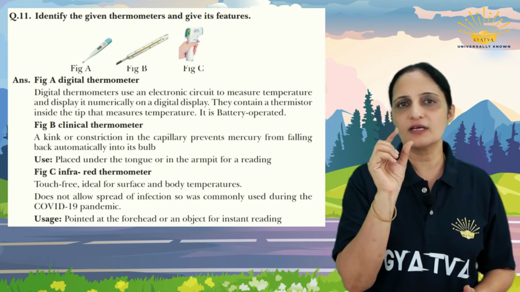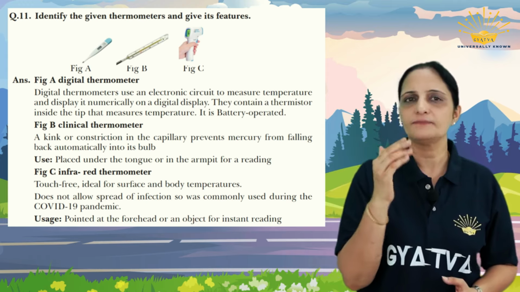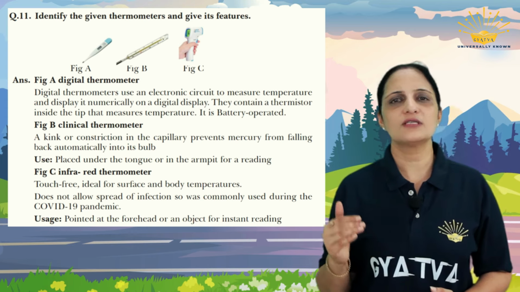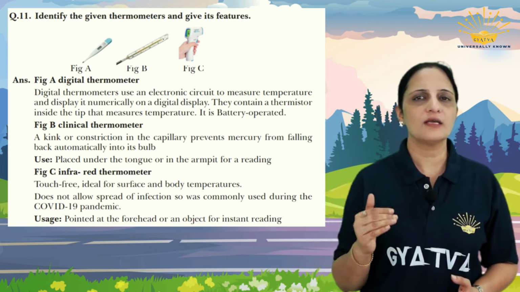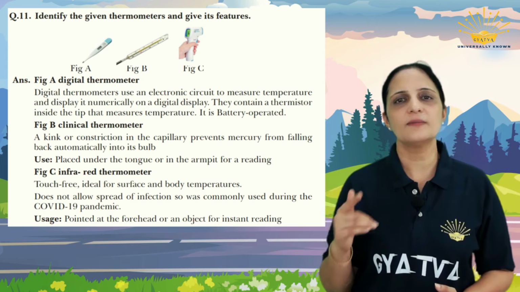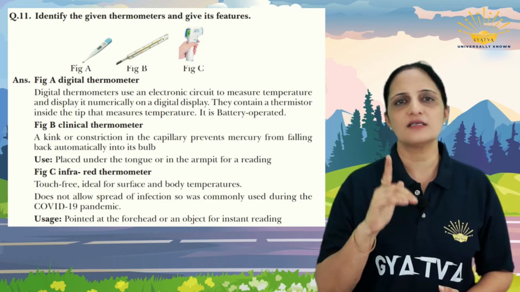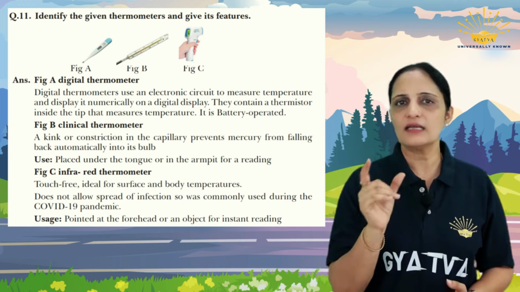As you can see in figure A, you must have seen this in your home too. We call it a digital thermometer. A digital thermometer uses an electronic circuit to measure the temperature and display it numerically on a digital display. They contain a thermistor inside the tip that measures the temperature. It is battery operated.